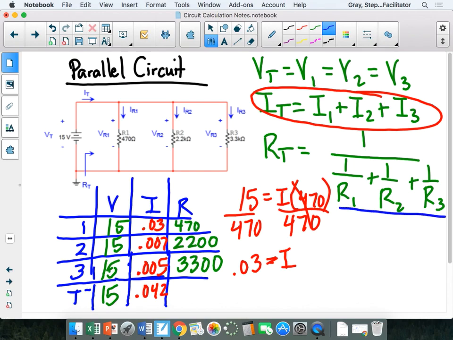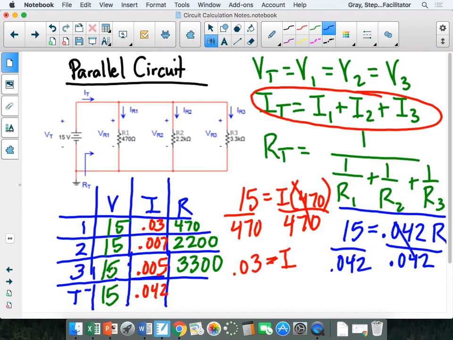So now I can find R by using Ohm's law instead of doing reciprocal of the reciprocal. So I'm going to do 15 equals 0.042 R. Divide both by 0.042. So the total resistance is 357 ohms.